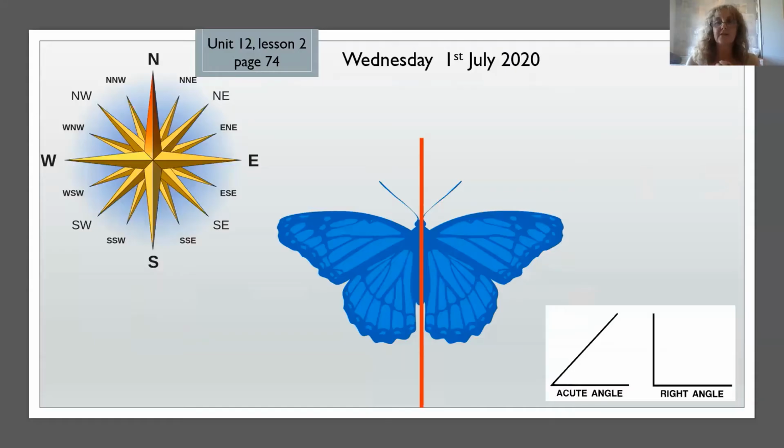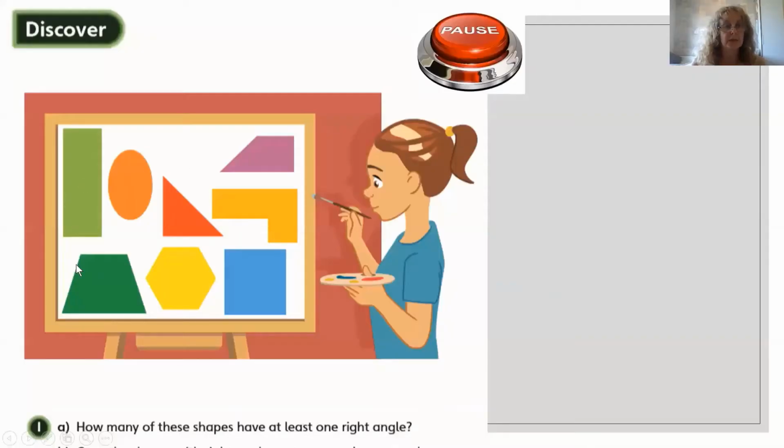Now then, let's move on to today's lesson. Today, Wednesday, the 1st of July, and like I said, we are going to do right angles in shapes. So we're looking at angles and what they are like in shapes. So here are some shapes. Now then, how many of these shapes have at least one right angle? If you remember what I did with this, I've got my shape there. And where do you think it would slot in?